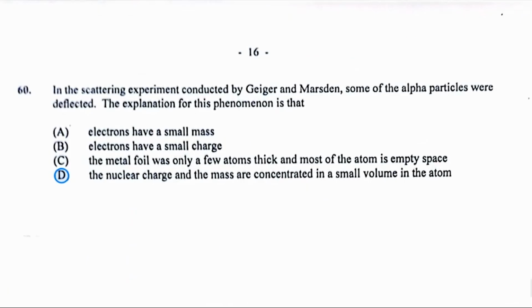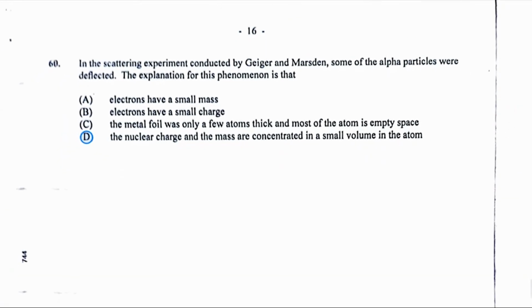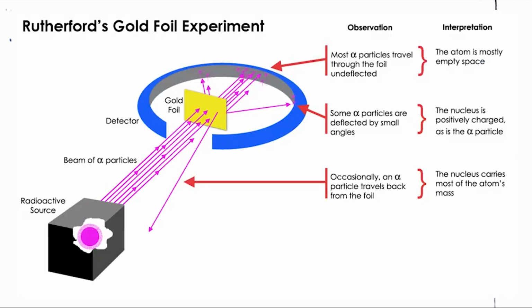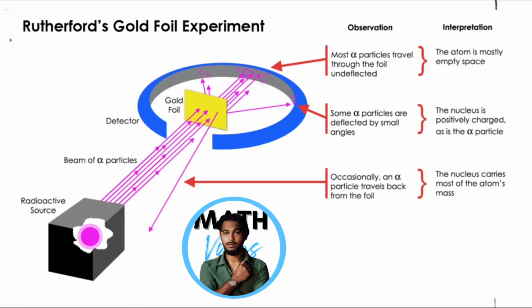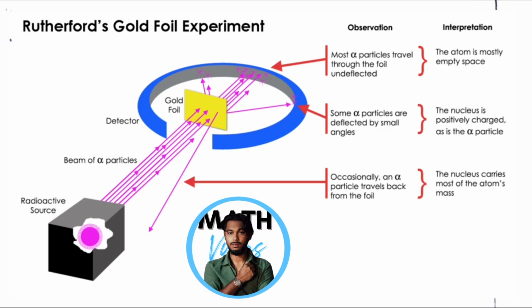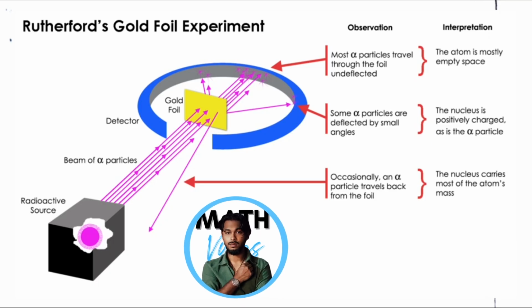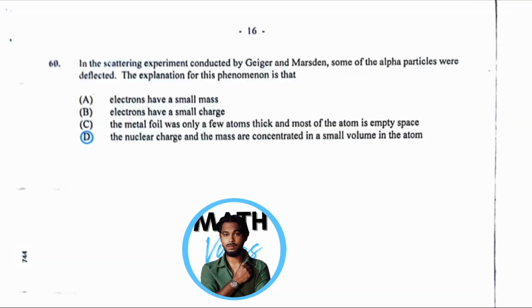60. In the scattering experiment conducted by Geiger and Marsden, some of the alpha particles were deflected. If the particles were deflected, that would have meant that they went very close to the nucleus. Remember, the nucleus is positively charged, and alpha particles are positively charged as well. So if it goes very close to the nucleus, it's going to be deflected because positives and positives are not attracted, they repel each other. So that's why the answer is D.